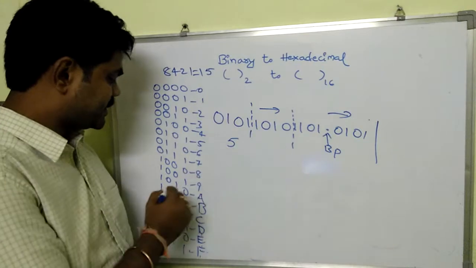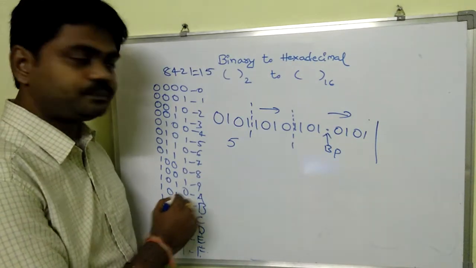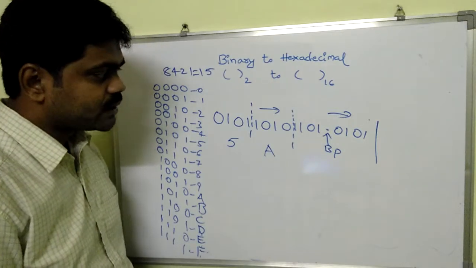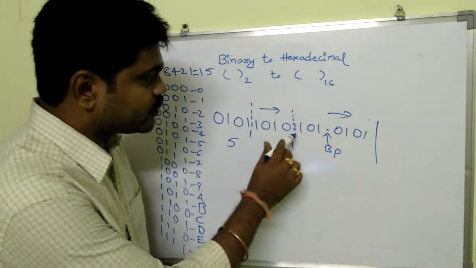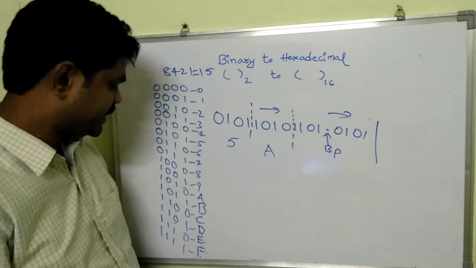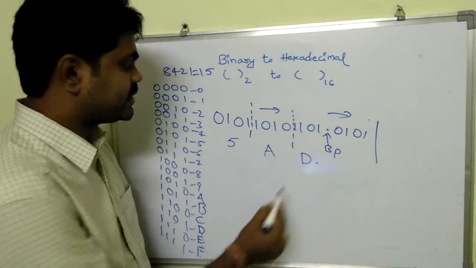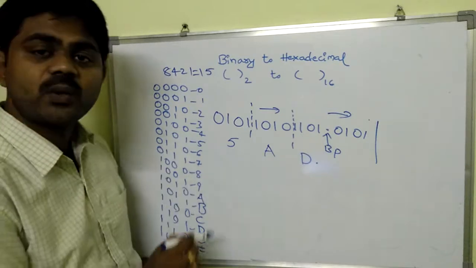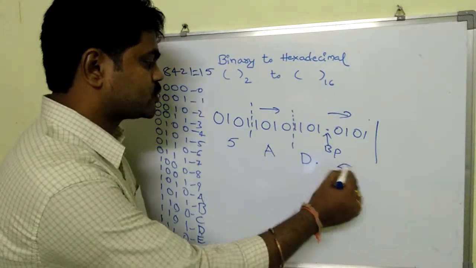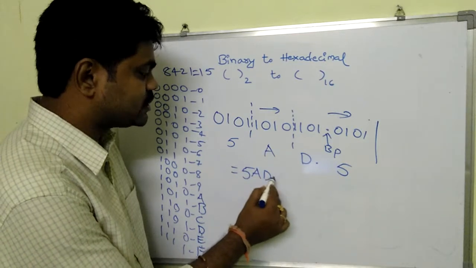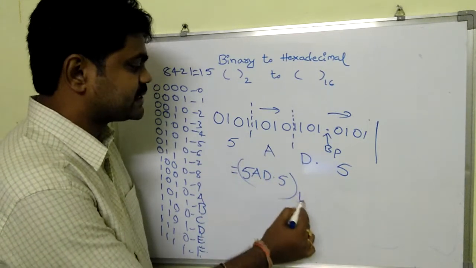So 1010 is 10, right? In the place of 10, I will write A. Next, 1101. What is 1101 here? 1101 is D. What is 0101 here? 0101 is 5. So what is the final result here? 5AD.5 to the base 16.